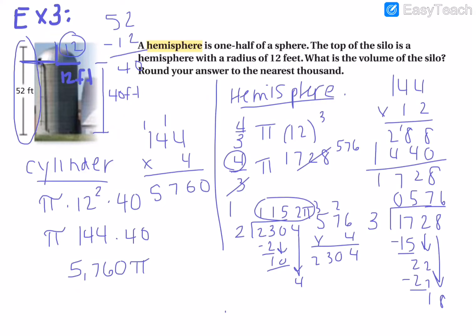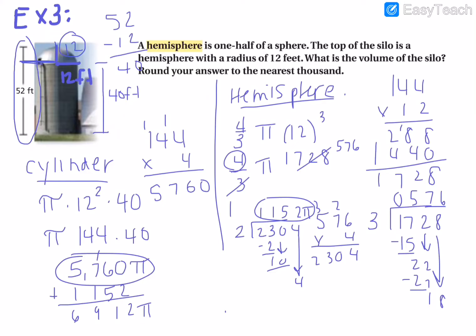Okay, times pi. So we have our cylinder and we have our hemisphere. We're going to add those together. I'm just going to ignore the pi for a second. And that gives us 6,912 pi. So then we would just multiply it out.